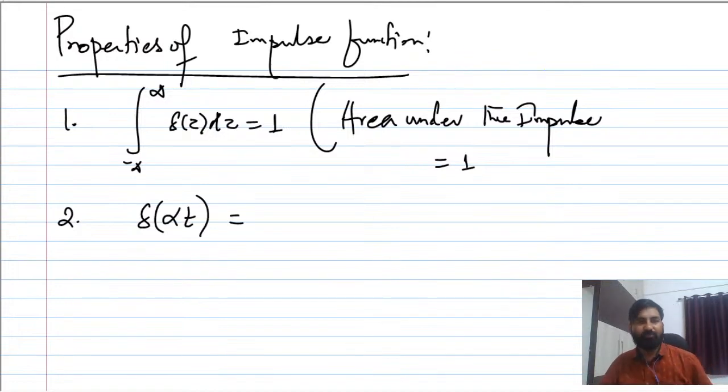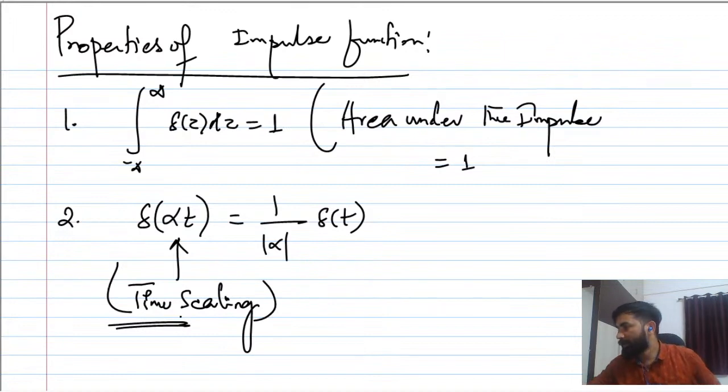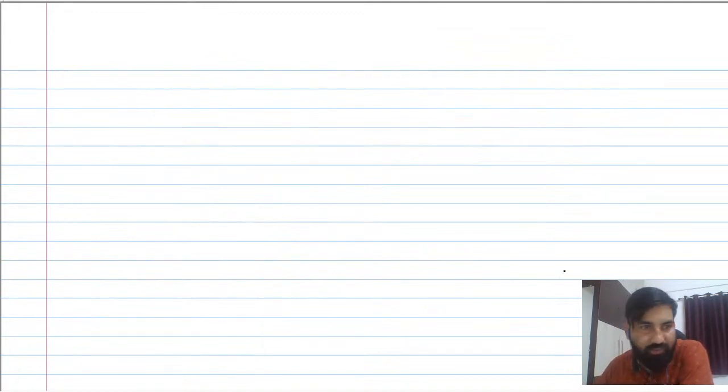The next property is, suppose you are scaling the time here. If you are scaling the time, you are just writing delta alpha t, delta of alpha t. So what will be there? It will be 1 upon mod of alpha, delta t. So this is the time scaling property on impulse. So if delta alpha t is given, it is 1 by mod of alpha, and you have to take mod of alpha here.